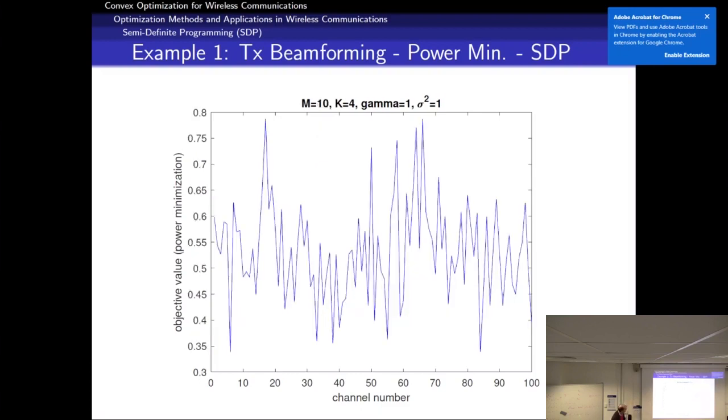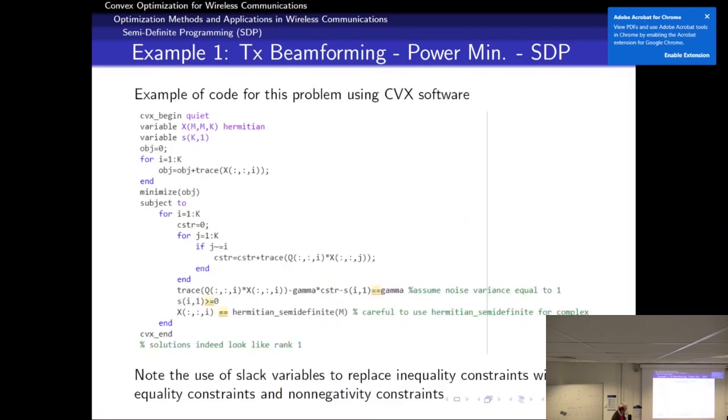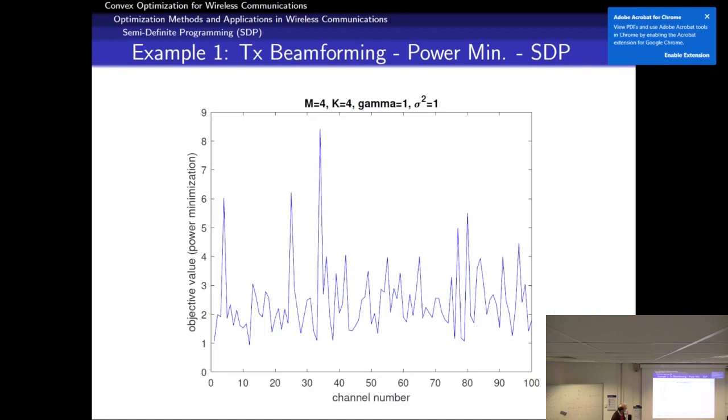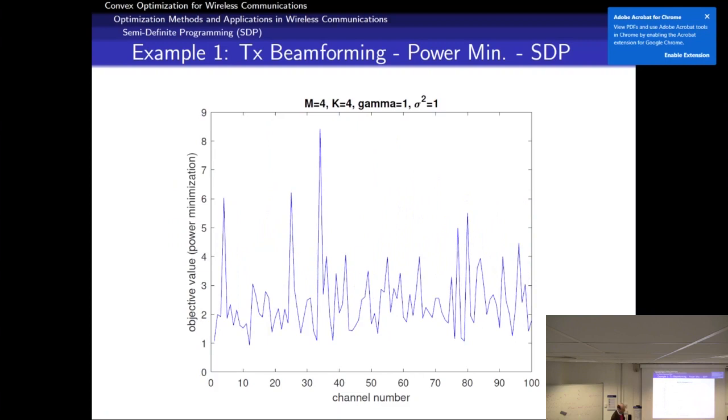If you change the parameters, here you go from 4 antennas to 10 antennas. I go from 4 to 10. So what do you expect? You have 4 users. In the first case, you have 4 antennas. In the second case, you have 10 antennas. Which one do you think would lead to a lower power at the transmitter? Sorry? 10, right. It's quite obvious.